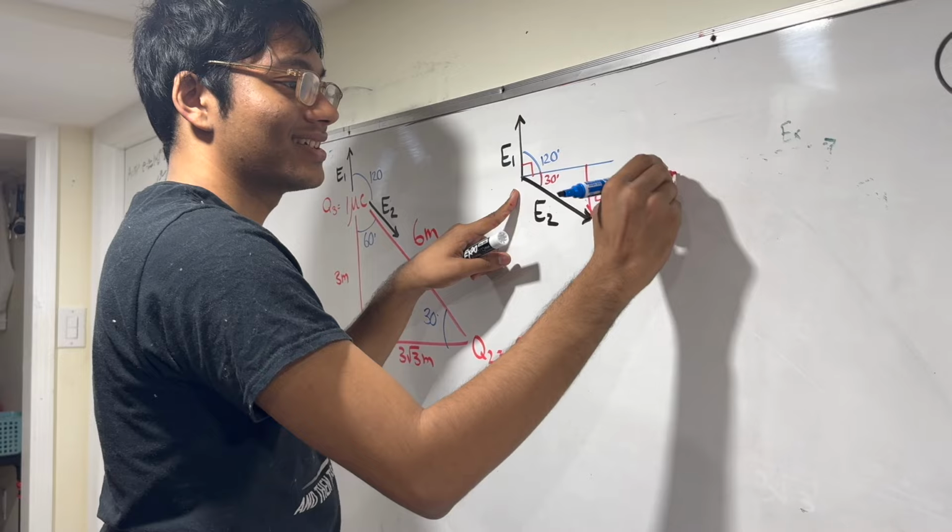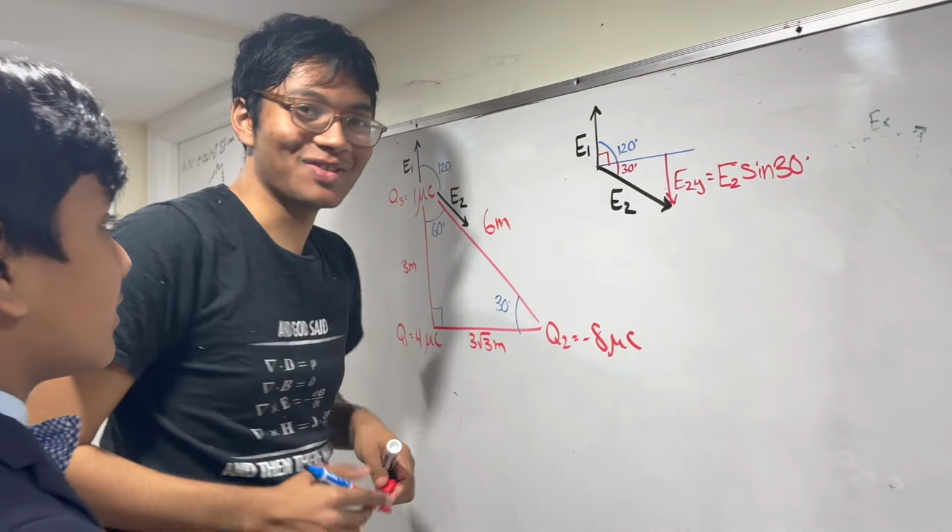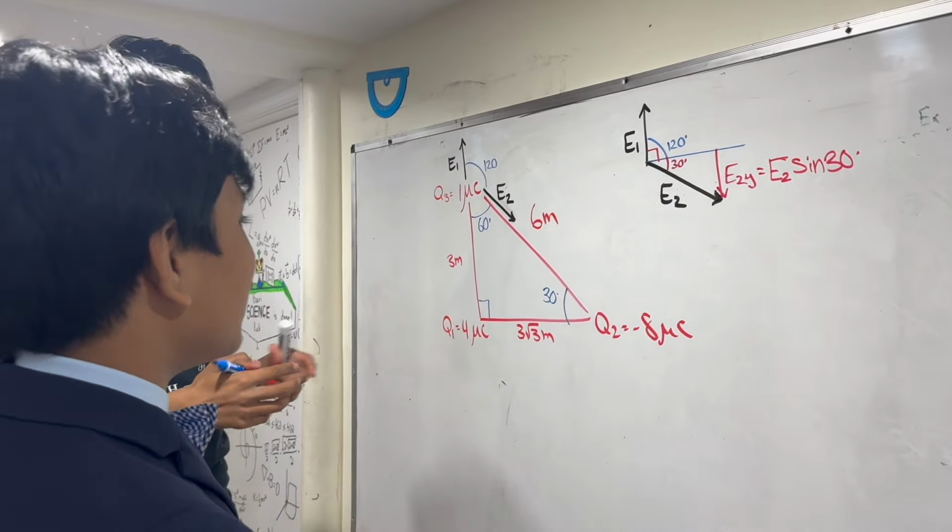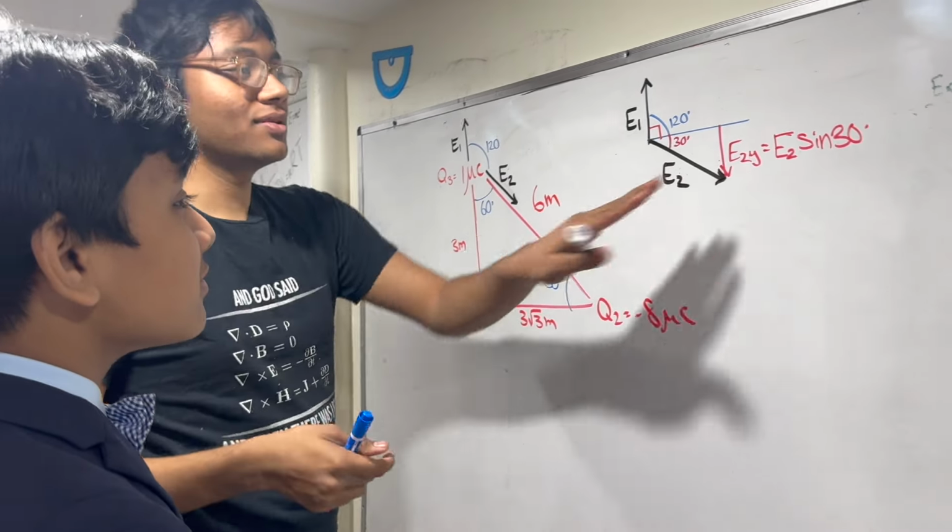Come on, don't be embarrassed. Everyone makes this kind of mistake. You're just waiting for me to make a mistake. Come on, man. Okay, so this is E2Y.